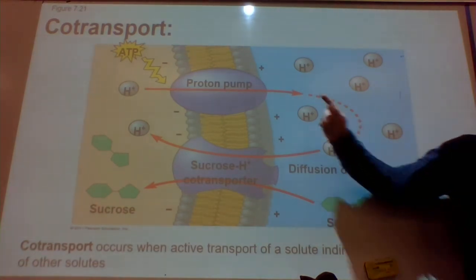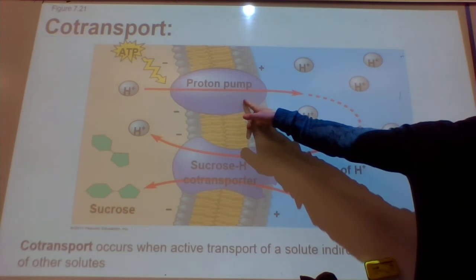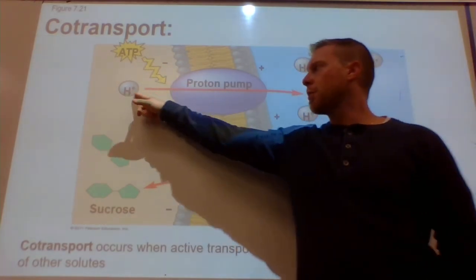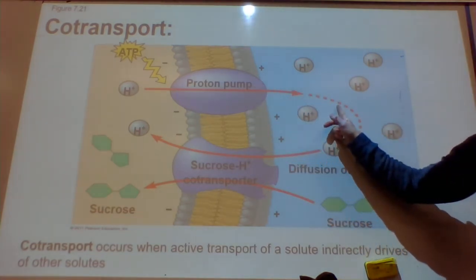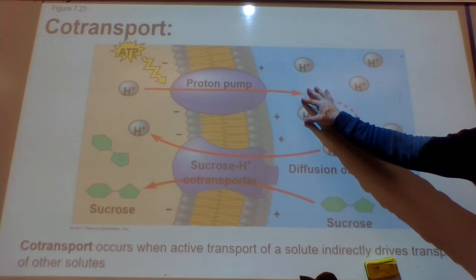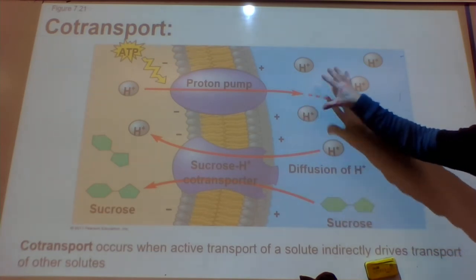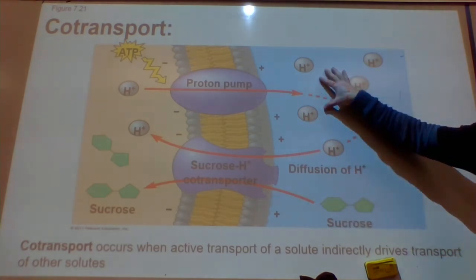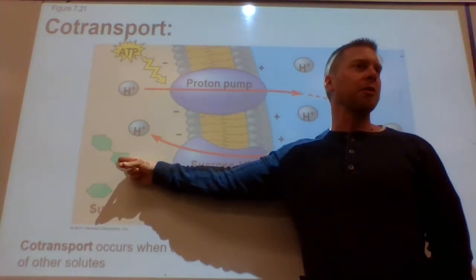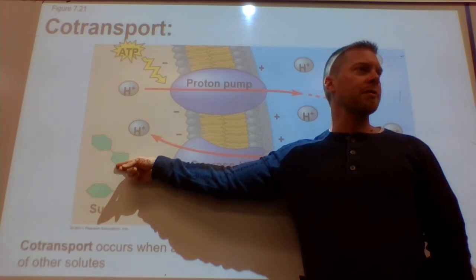Alright? Here we see a proton pump, using energy in the form of ATP to pump protons out of the cell. Do you all see that? And you're building up a proton gradient. Where do all those protons want to diffuse? They want to diffuse back in, right? Down their gradient. Does that make sense?